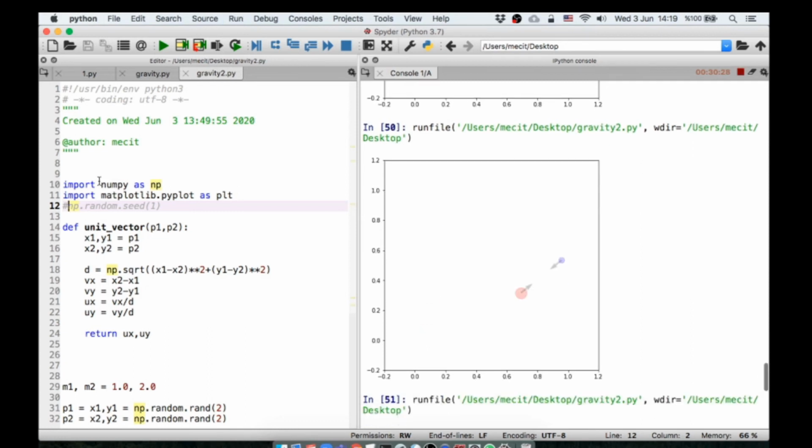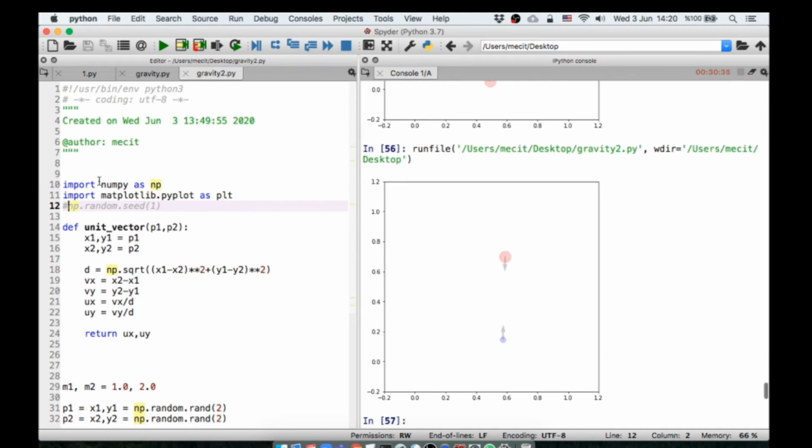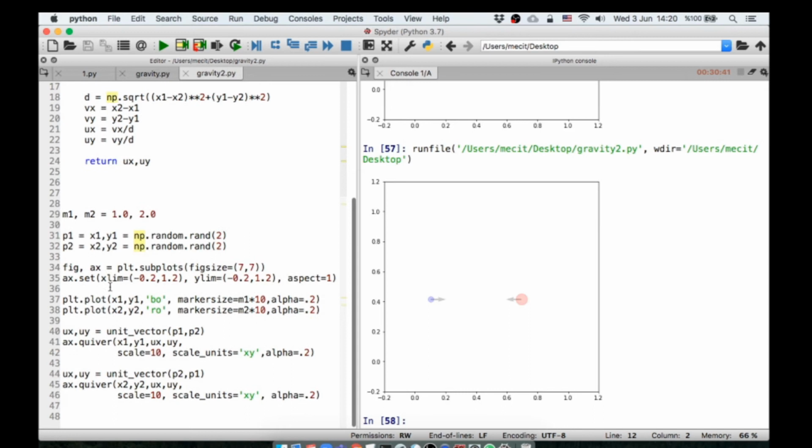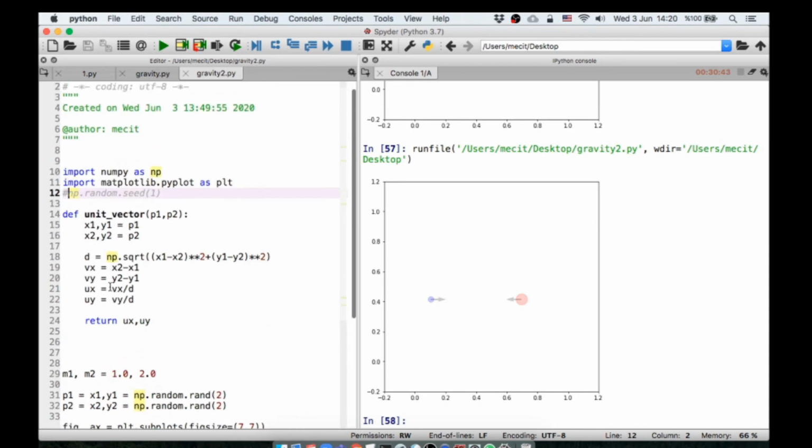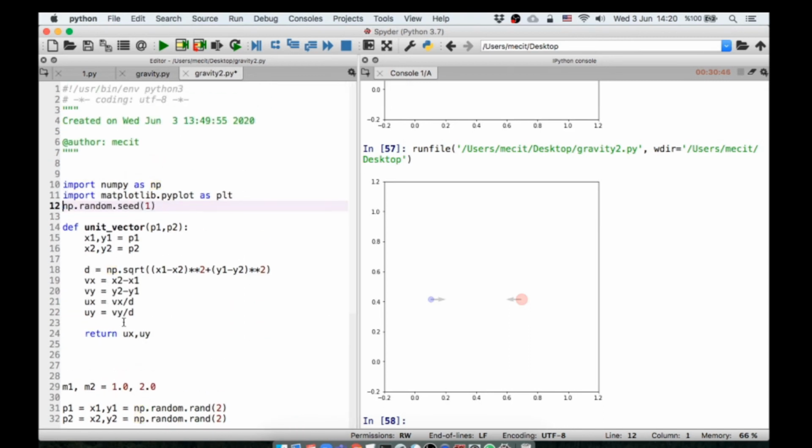They are always the same, no matter which 2 points are selected. Good. Now I have two unit vectors. Let's turn this off. I have two unit vectors.